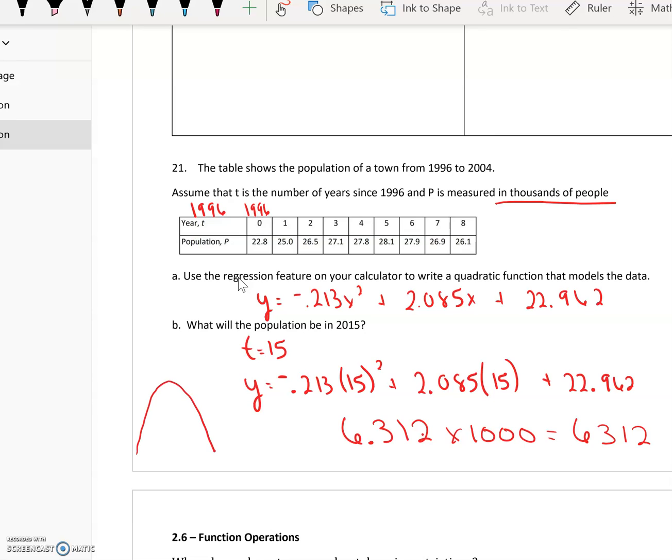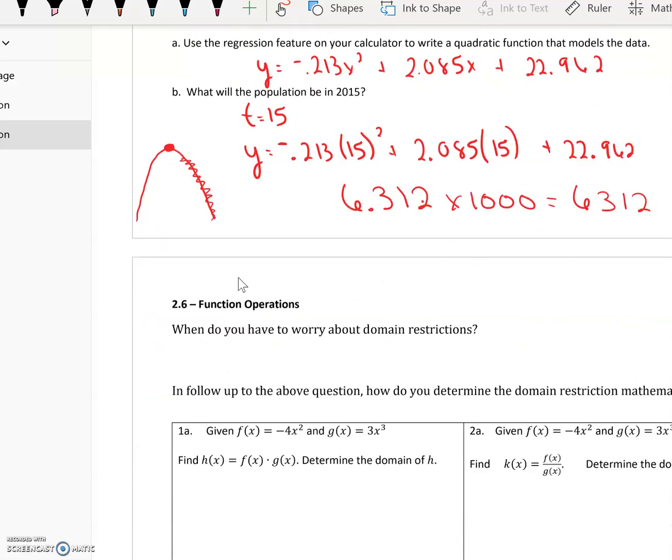it's upside down, it's been flipped. And so the population hit a maximum value here, and then it started to decrease. And that's where we are at this point, we are somewhere here on this decreasing end. Okay. All right, let's move on to the next part.